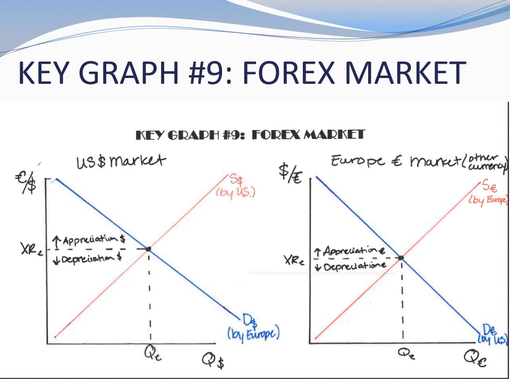So we've got our x-axis. That's always going to be our quantity. I'm specifying here that we've got the quantity of dollars versus the quantity of euros. And then our y-axis is the price of whatever good we are measuring. But remember, our price for our currencies is called our exchange rate.